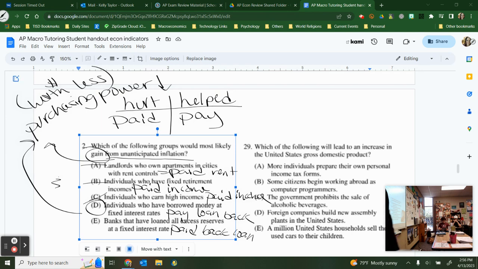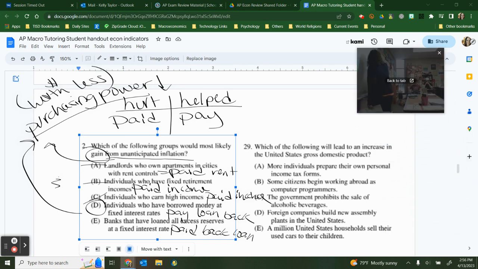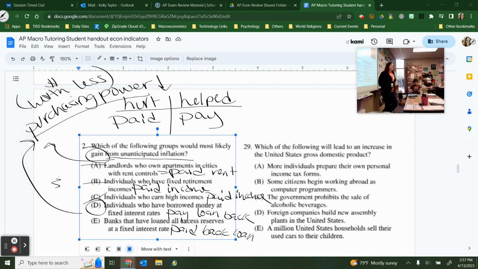Okay. Keep in mind, if this question had said unanticipated deflation, then everything I just said is the opposite. Who is hurt this time? Those paying. Who is helped? Anyone who's paid, because then your purchasing power is higher. If it's deflation, everything is the opposite. Purchasing power is the opposite of inflation. When inflation goes up, purchasing power goes down. Those are always inverses of each other. P.S. Inverses also means negatively related. Just saying.